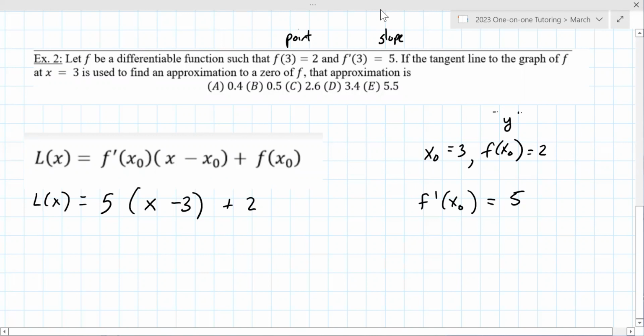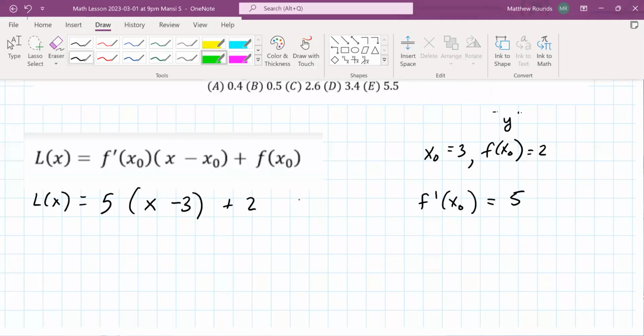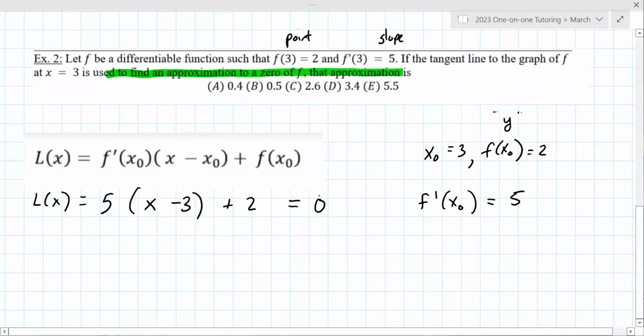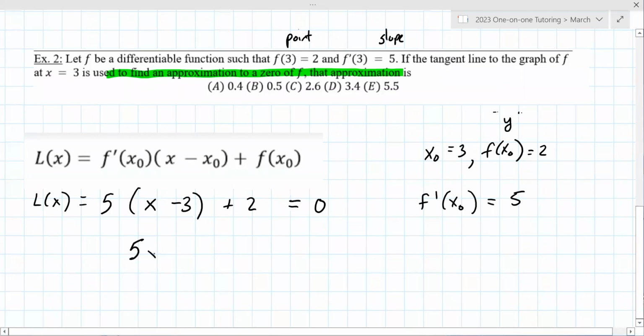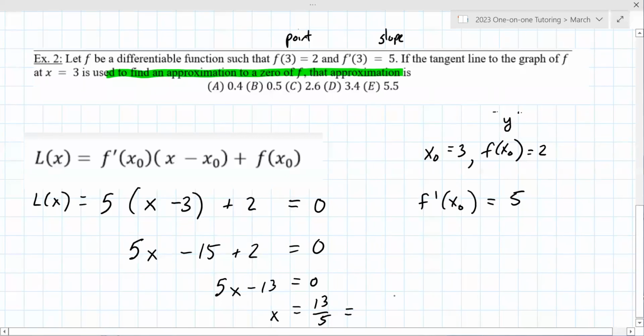Okay. But this time they want something different. They don't want you to approximate at a point. They want to know where the zero of the function is. So they're asking you to set the function equal to 0. That's what that green part means. Yeah. Okay. So, many ways to do this. I'll distribute here: 5x minus 15 plus 2 equals 0. That's 5x minus 13 equals 0. Excuse me, x is 13 over 5, which is 2 and 3/5 or 2.6, letter C.